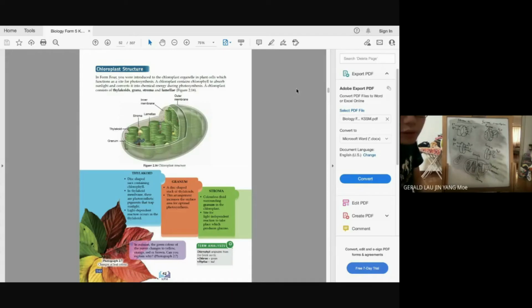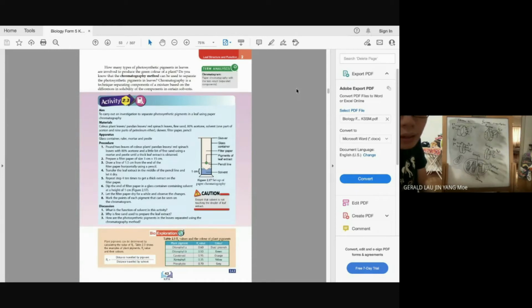Okay, granum is a disc-shaped stack of thylakoids. Arrangement increases surface area. Okay, stroma is colorless fluid surrounding the granum. Site for light-independent reaction. Light-independent means you don't need light to conduct the dark reaction, which produces glucose. Now, okay, chromatography is just to separate the chlorophyll inside, not important this one.